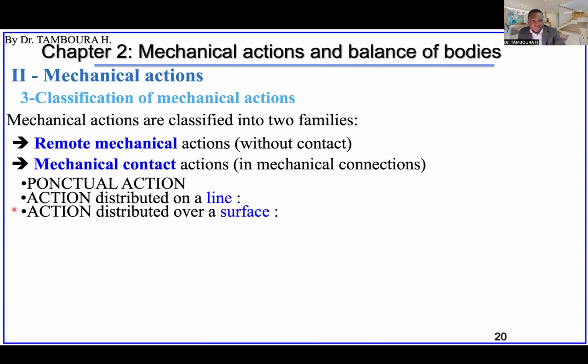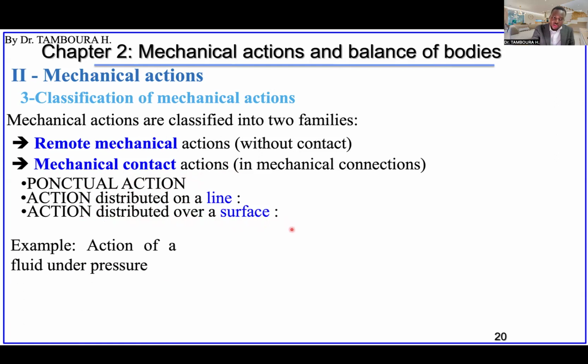Number 3, action, now instead of a line, it will be on a surface. So it will be like pressure. This is the third type of mechanical action with contact. So for mechanical action with contact, we have three types of contact: punctual, following a line, and distributed over a surface.